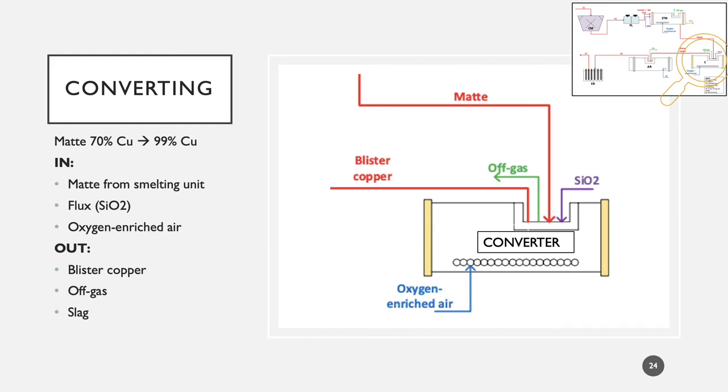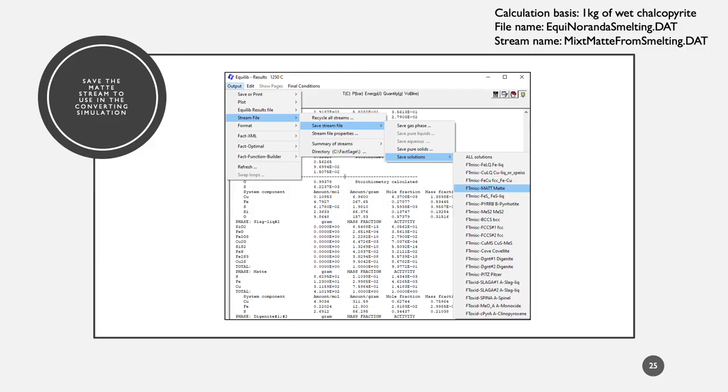And what is going in is our matte from the smelting unit, our flux, which is once again silica, and oxygen-enriched air. What comes out is our blister copper, our off-gas, as well as our slag. Now what I want to do is save the matte stream from the smelting simulation to use in the converting simulation. For this purpose, we're going into the results page of Equilib and going here into Output, Stream File, Save Stream File, Save Solutions, and we are selecting the matte phase, which you give a name, and I gave it matte from smelting as a name.